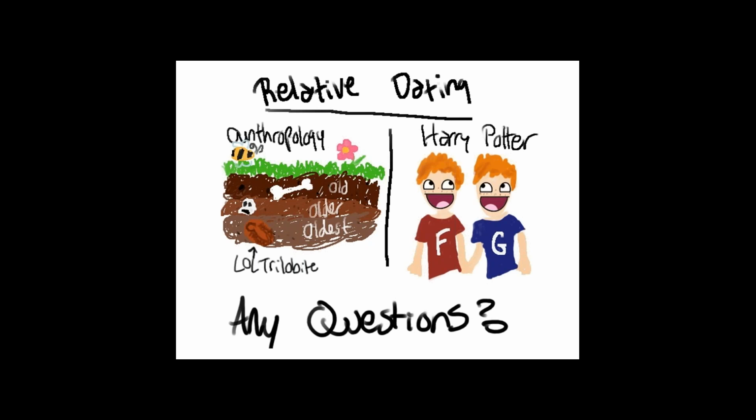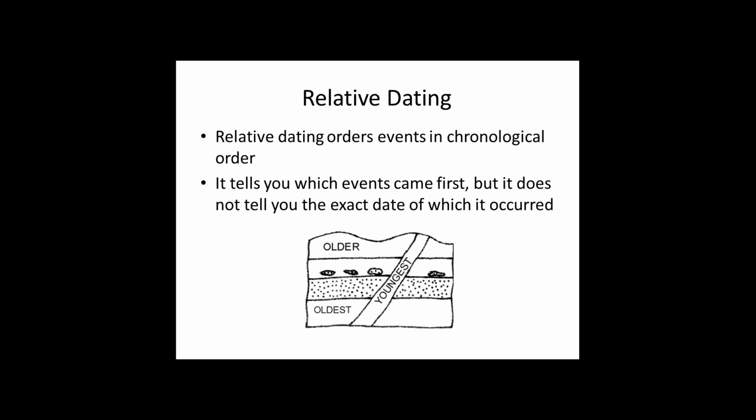So let's move on to the actual relative dating that we're talking about. Basically, relative dating orders events in chronological order.